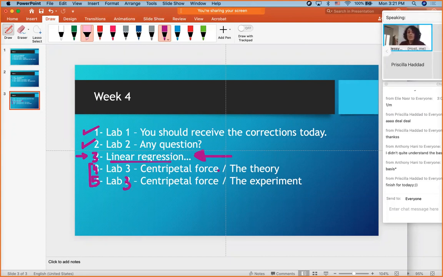Lab 3, centripetal force, what it is, the theory and the experiment. The theory is not super tough, it's regular. The experiment, the setup is a bit difficult to understand, but since I'm doing the experiment for you and giving you the results, it's not gonna be an obstacle for you. But understanding the experimental setup is very important, and I hope the video is gonna be clear enough for you.